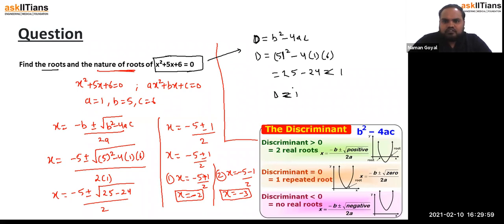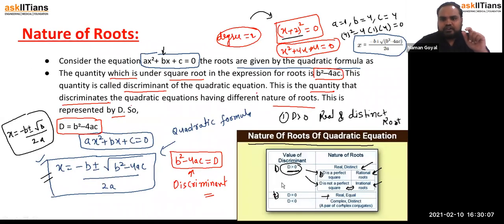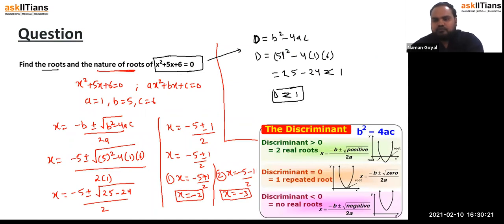So now in this case, D is a perfect square. And as I told you in the previous slide, if D is a perfect square, then roots are rational roots. So in this question, D is equal to 1, which means D is a perfect square. So that's why we got x as minus 2 and minus 3, which are rational numbers. So are you getting the point now?